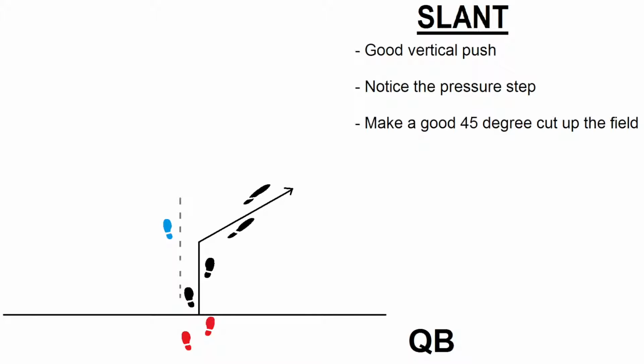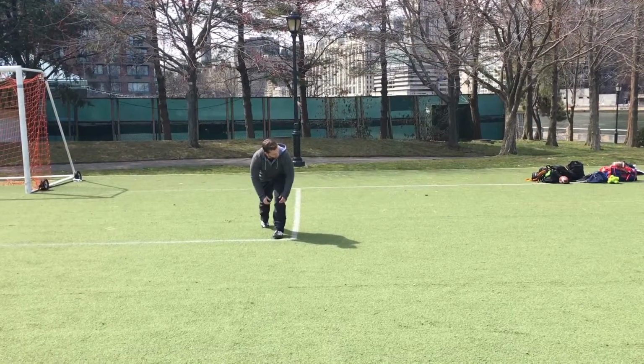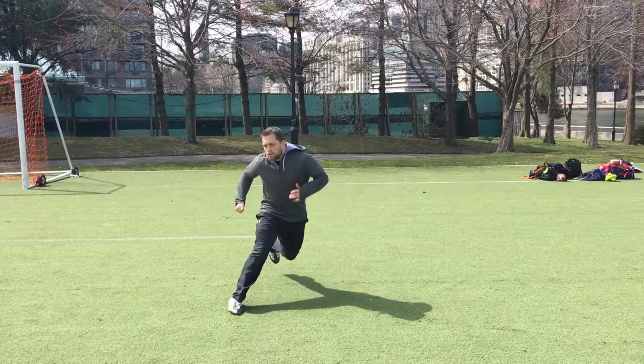Next we have a slant route. Notice the blue foot, that's our pressure step. All we're doing is leaning across an imaginary line, pushing off, snapping our hips, and exploding out of the route. For more on the pressure step, check out the pressure step video. Now let's see the slant route demonstrated. Notice the pressure step. Lean across slightly, plant your foot vertically up the field, push off, snap your hips, and then explode out of the route.